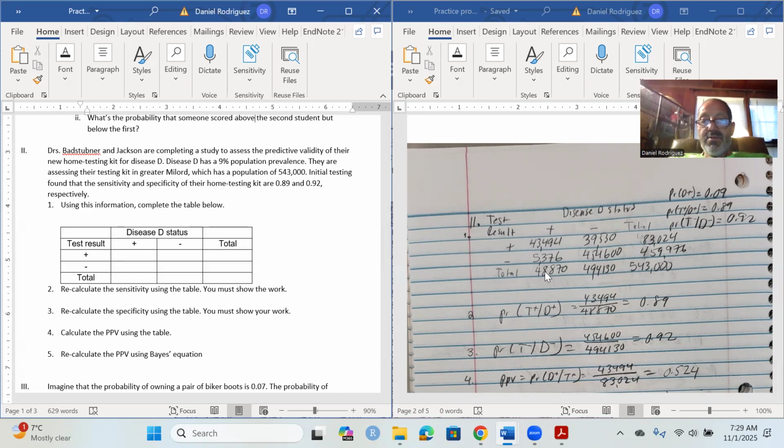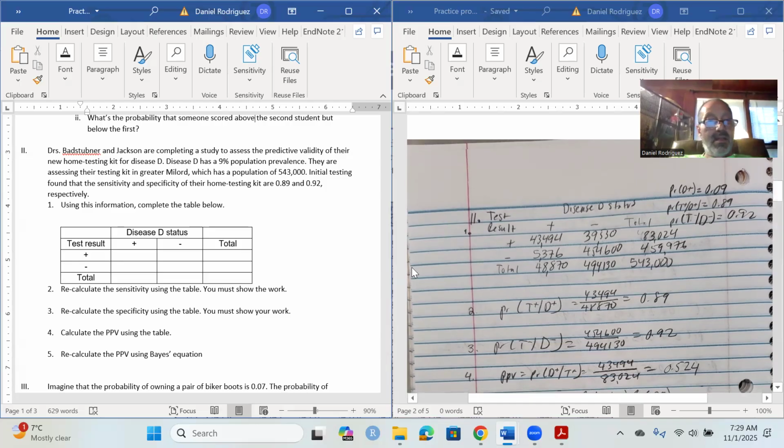This is the difference between these two, right? Since I calculated the prevalence, I just subtract the number who have the disease from the total, and I get the number who don't have the disease. Then I use this to get my number of true negatives. Okay, and you just complete that as follows.